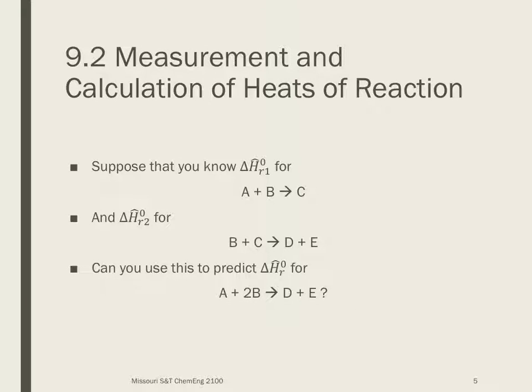So how do we measure or calculate heat of reaction? Well, one thing that's easy to do is to look at known reactions and their enthalpy changes and use those to compute for other reactions that we may be interested in. So for instance, if I have reaction A plus B goes to C with heat of reaction 1, and B plus C makes D plus E with heat of reaction 2, can I use that to predict A plus 2B going to D plus E? I can look at this and see that there's a lot of similarities between these two reactions.